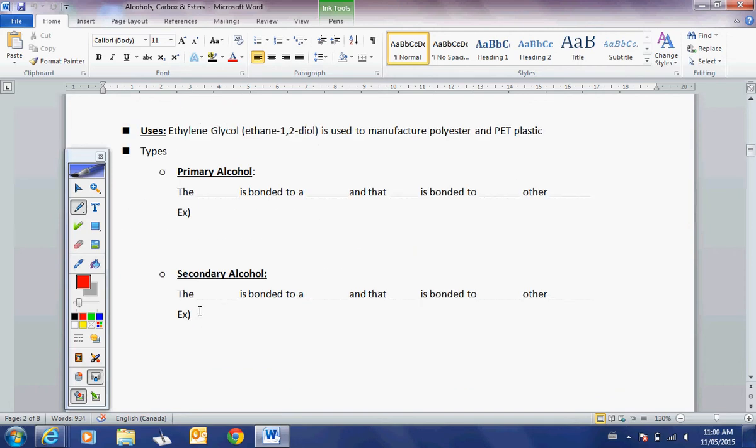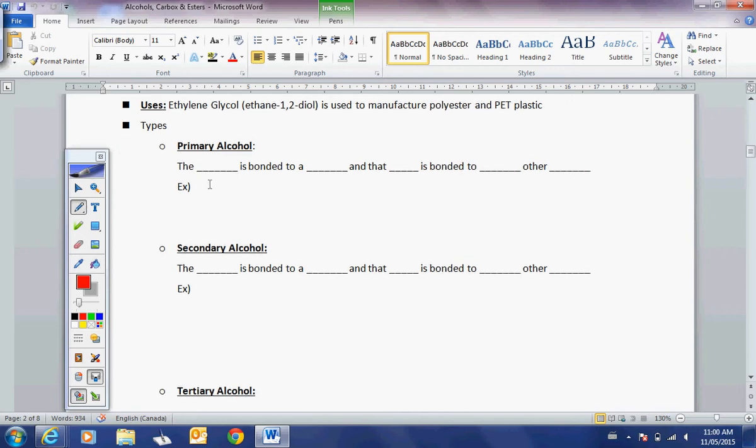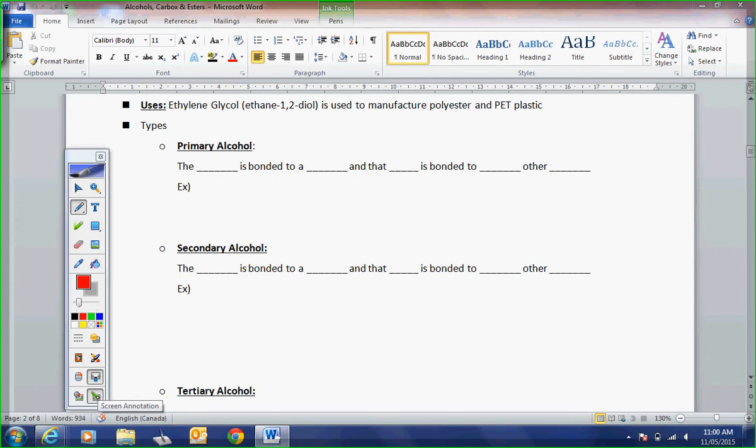That is in your notes package, and I've asterisked it, you circled it. Okay, primary alcohol. This is going to sound a bit wordy, but then we'll show an example, and you'll be like, oh, that's easy. It's when the OH is bonded to a carbon, obviously, but that carbon is bonded to one other carbon. So it can't be more than one.